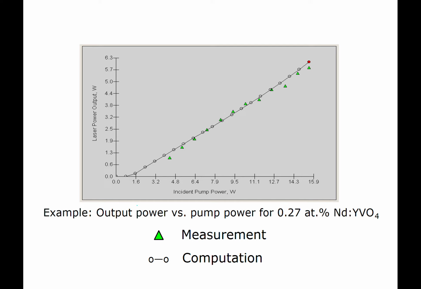Here, these are measurements, and these are the computations, and it shows very good agreement. Okay, so this is neodymium doped YVO4, yttrium vanadium oxide crystal with 0.27 atomic percent of neodymium. Okay, and it is widely used as a laser crystal, and it shows a very good agreement between the measurements and computations.